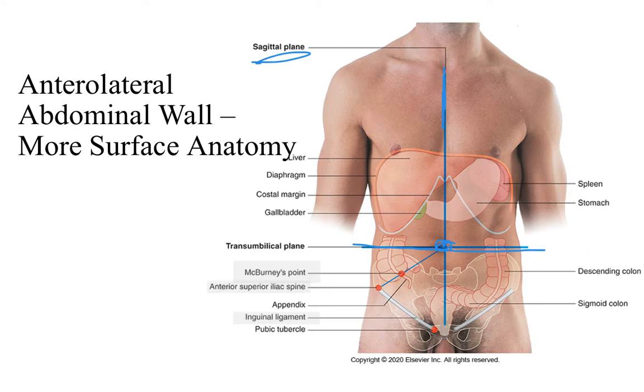And if we take a point from the umbilicus along the transumbilical plane and go at about a 45-degree angle, 2/3 of the way between the umbilicus and the anterior superior iliac spine, which you should be able to find on your patient or yourself, we'll have McBurney's point, which is the approximate location of where the appendix is. So if there is tenderness at that point, or if you're doing a palpation, rebound tenderness at that point, that could be an indication of appendicitis. So an important landmark to keep in mind, surface anatomy that's associated with appendicitis.